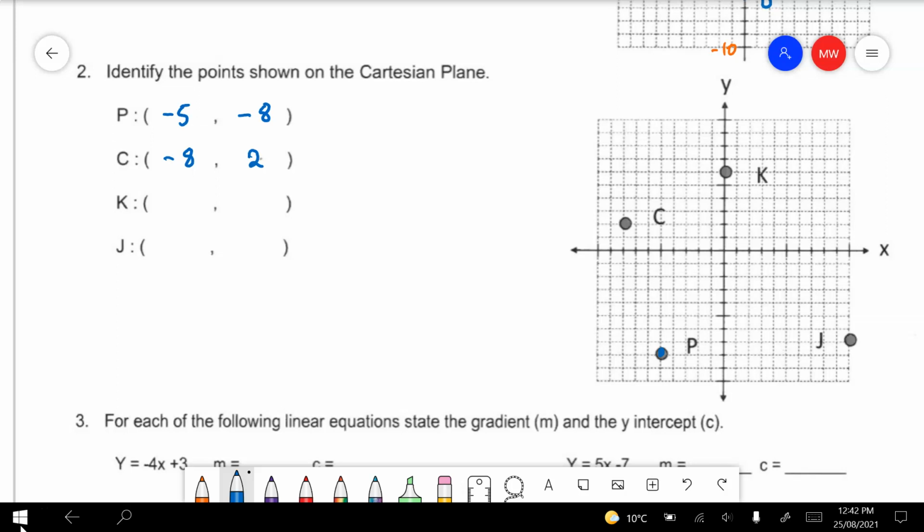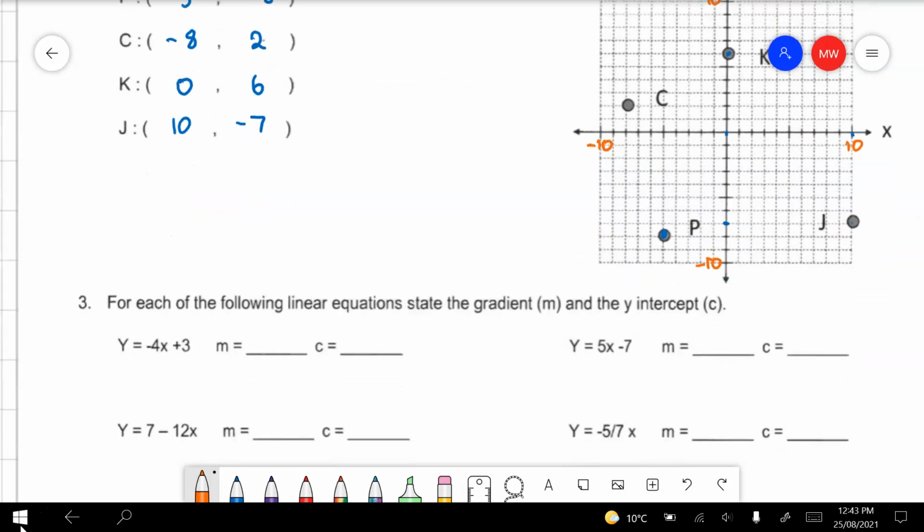And then K, this one's interesting. This one, see, we haven't travelled left or right, so we're still on the x-axis, so it has an x value of nothing, and we've come up to 6, so that's positive 6. And last of all, J, we've come all the way over to 10. We've got to put our units in again, haven't we? So we've got our x coordinate of 10, and then it's travelled down into the negatives down here to minus 7, so minus 7. And again, what we might do is we might just give this some values. And we're done.